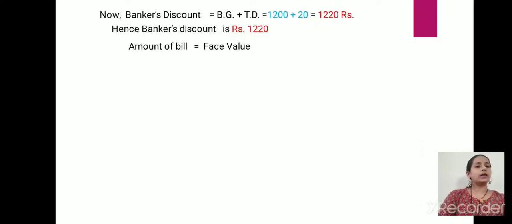So again, the formulas. If you know the formulas properly, you can solve any problem. So just remember which formula to apply where. So you will get the formula. What formula? Banker's discount is equal to face value into n into r upon 100.